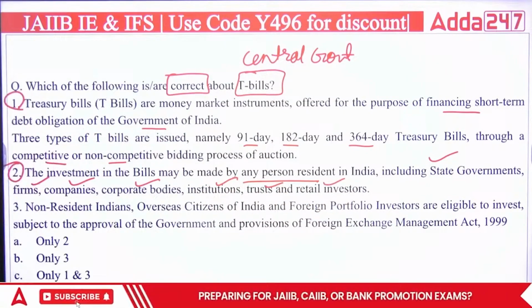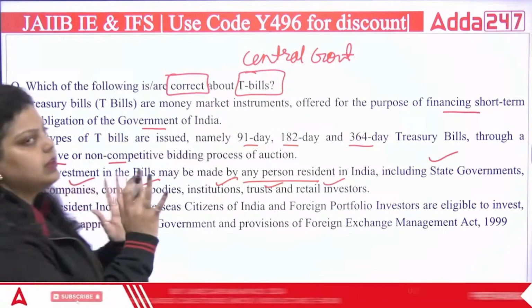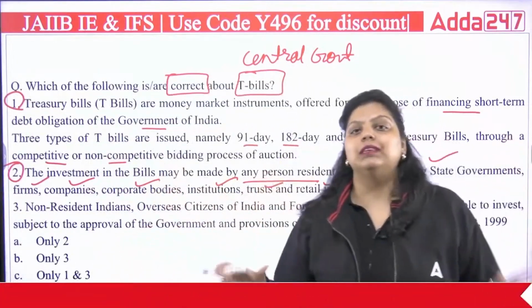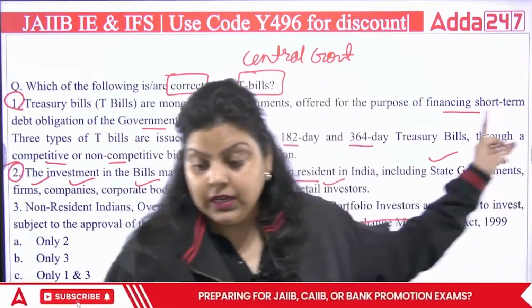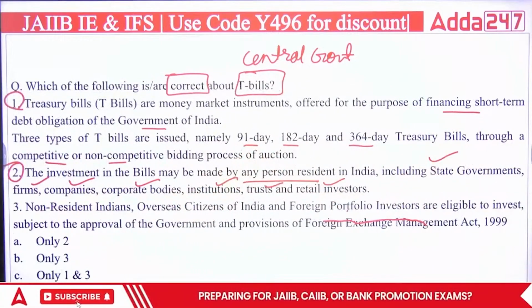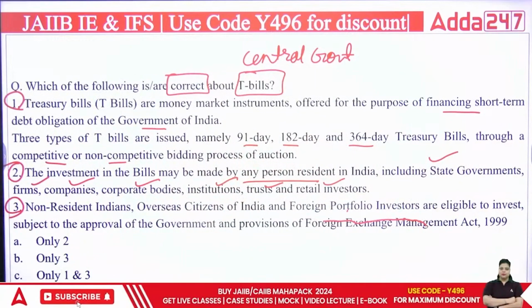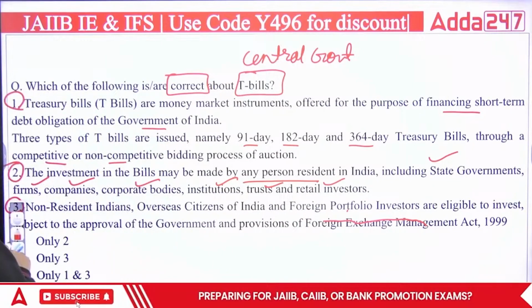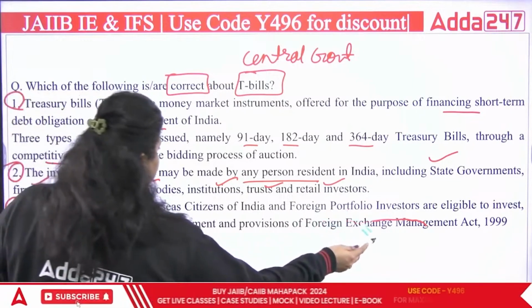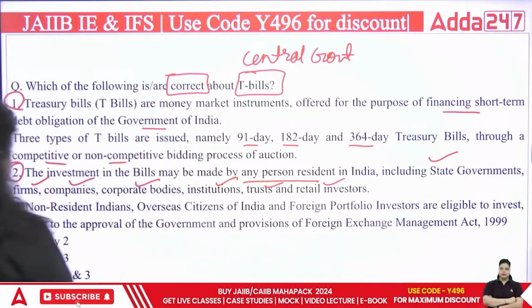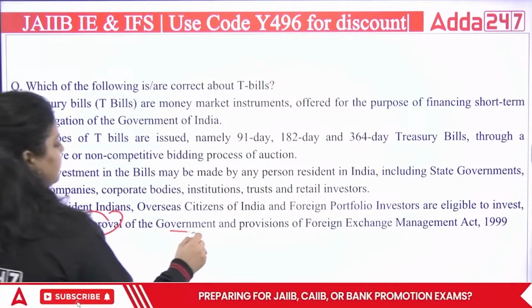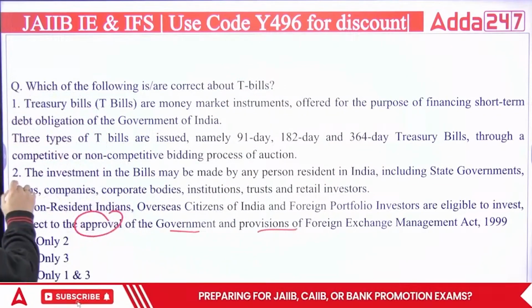So who can be the investor in the treasury bill? Any of them. The person, the company, the entity, the firm, the government who is resident in India, they can purchase the treasury bill. Third statement is saying that non-resident Indians, overseas citizen of India, foreign portfolio investor, they are also eligible to invest in the treasury bills, but what is required for them? They have to go through the approval of government and provision of Foreign Exchange Management Act.